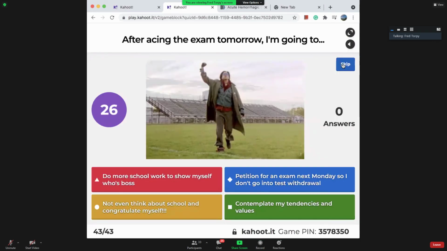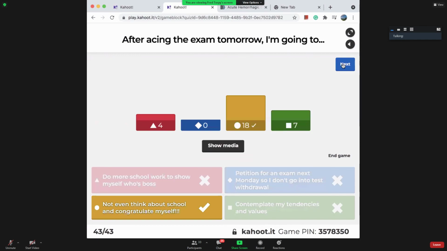Let's see. This is a tough one. I don't actually know when you guys' next exam is. It could be like Wednesday or something. Whoa, good on the 7 of you guys that are contemplating your tendencies and values. I think that's really important to do, but you should probably just give yourself a break tomorrow after the exam. Do that another time though.